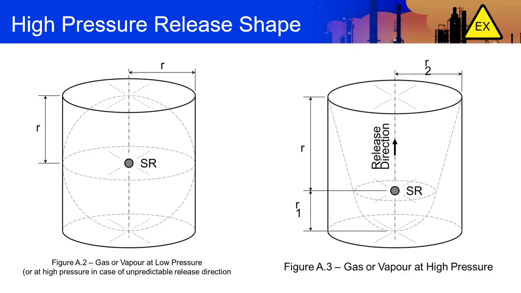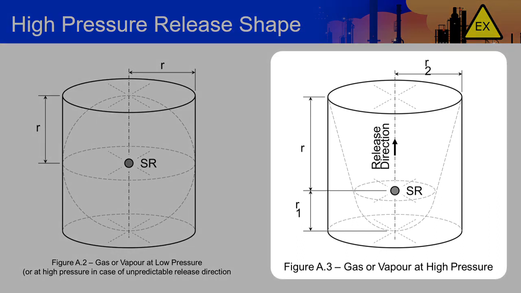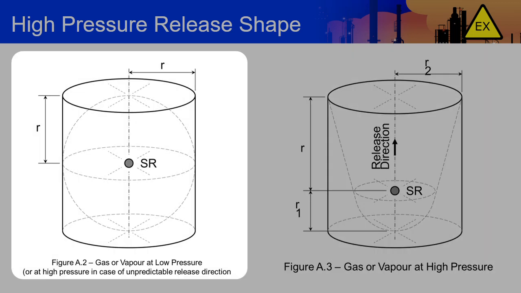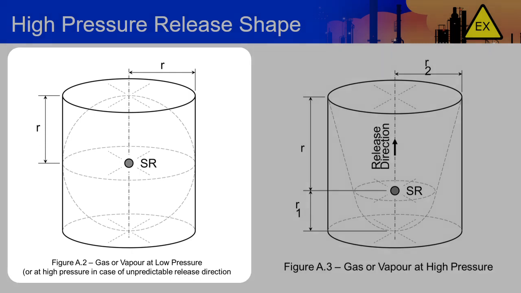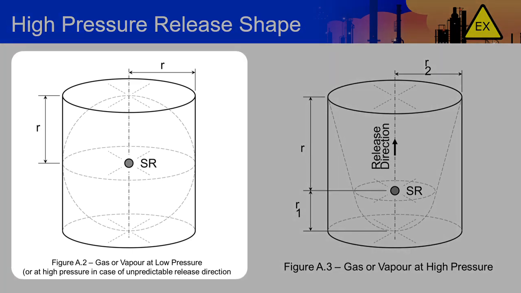Once our analysis is complete, we need to apply our results to our natural gas manifold. For a jet release, the IEC standard suggests two possible shapes for determining a release extent. Figure A.3 is for applications where we know the release direction. Figure A.2 may be used for applications where the release direction is not known. In most cases, Figure A.2 will apply.